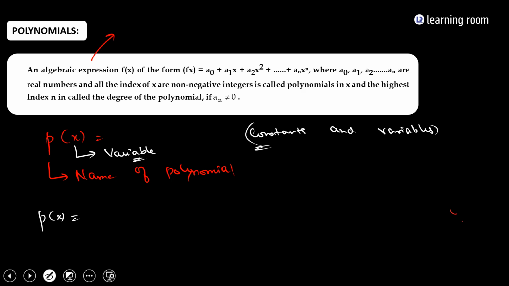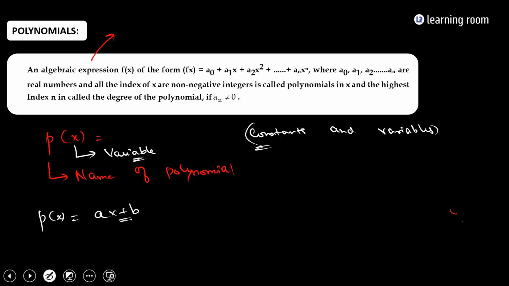So P of X, how should I write the general expression for a linear polynomial? By looking at it, how will you say it is a linear polynomial? Ax plus b. Ax plus b is going to be a linear polynomial. Am I right? Can I say it?